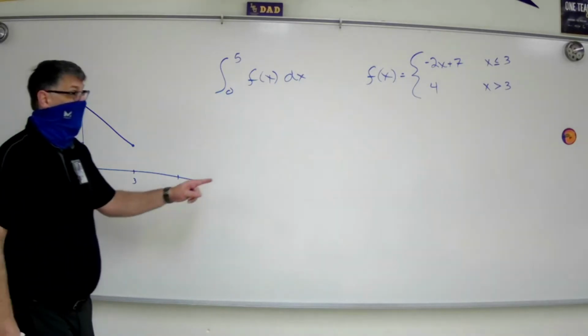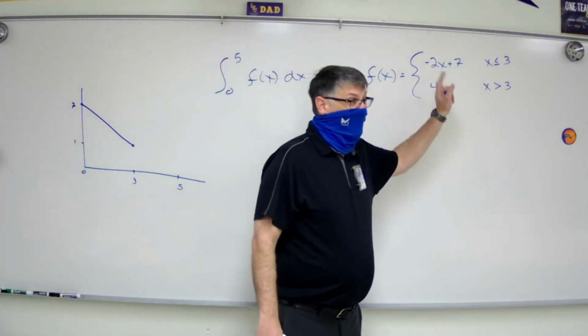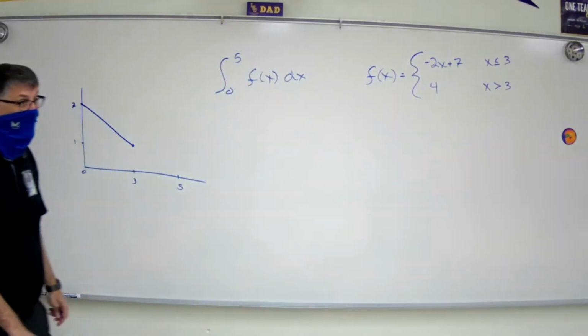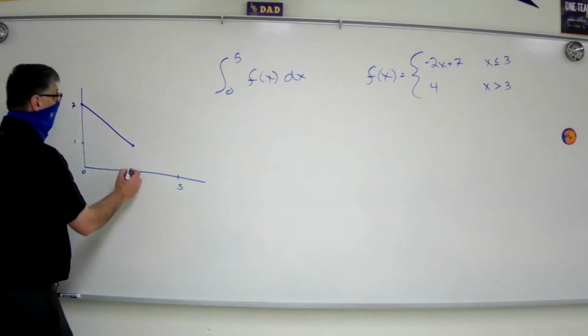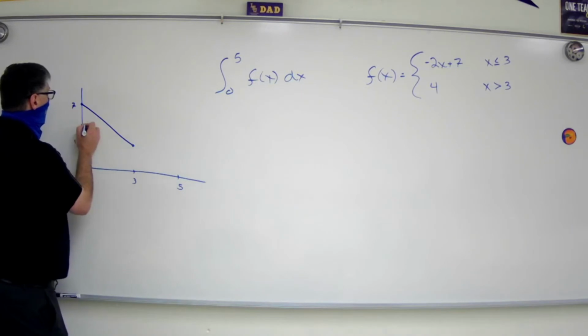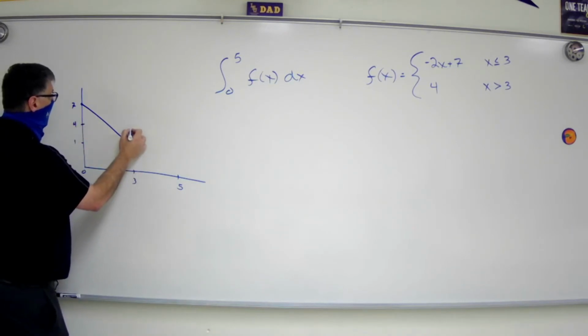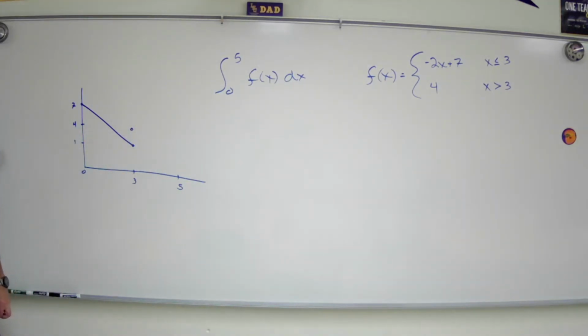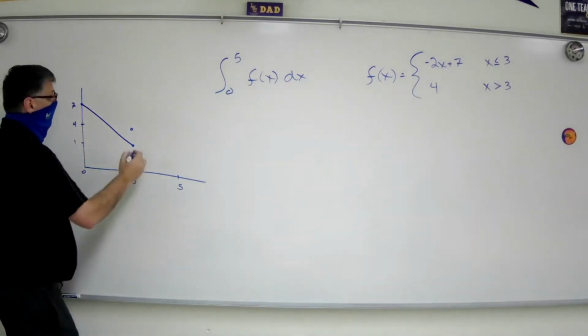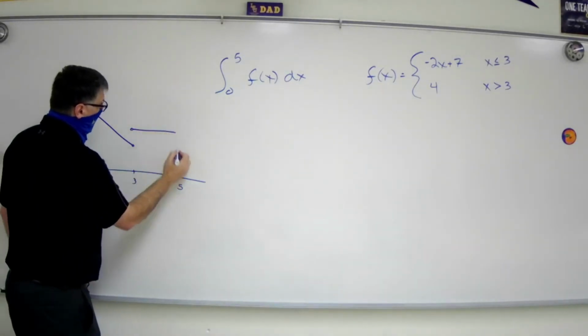Because we plugged 3 in. 3 times negative 2 is negative 6. Plus 7 gives me 1. Good job. Now, at 3, we're going to go up to what? What number? 4. Is it going to be an open or closed dot? Open, and what does 4 actually look like? Straight line, what type? Vertical or horizontal? Horizontal. So we're going all the way out to 5.